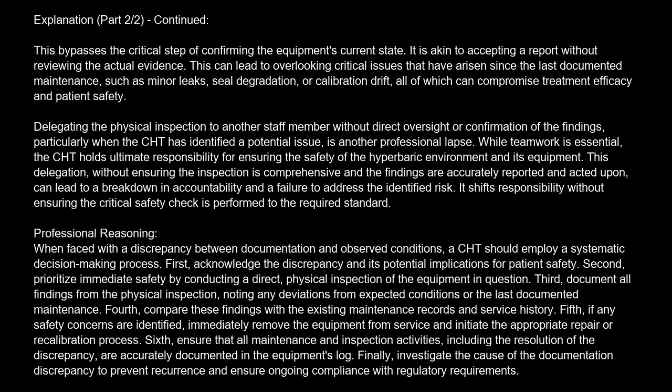Professional reasoning. When faced with a discrepancy between documentation and observed conditions, a CHT should employ a systematic decision-making process. First, acknowledge the discrepancy and its potential implications for patient safety. Second, prioritize immediate safety by conducting a direct, physical inspection of the equipment in question. Third, document all findings from the physical inspection, noting any deviations from expected conditions or the last documented maintenance. Fourth, compare these findings with the existing maintenance records and service history.